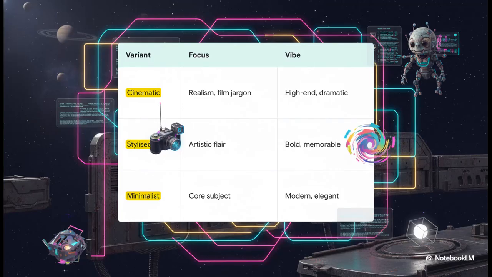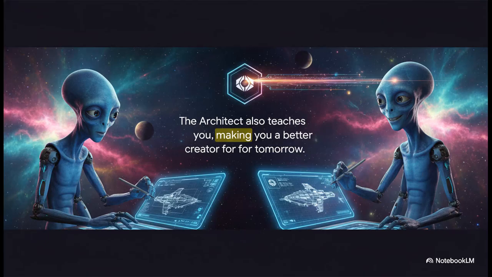So the main takeaway here is that from just one simple idea, you get 3 totally distinct creative directions to choose from. The cinematic is packed with pro jargon for realism, the stylized pushes the boundaries, and the minimalist gives you that clean, focused alternative. It's all about giving you choice and creative power. But honestly, this is the part that takes the architect from just being a tool to being a true creative partner. The output isn't just about solving your problem today, it's designed to make you a better creator tomorrow.